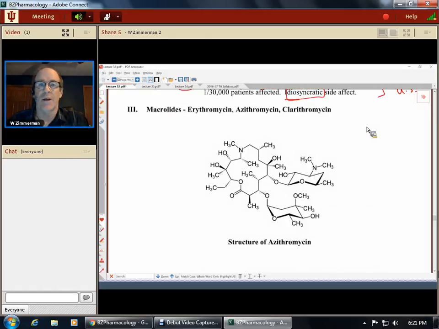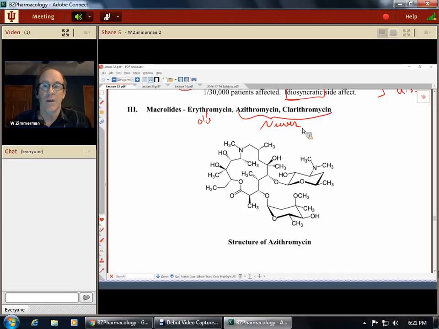Let's see, the macrolides. Erythromycin certainly is old. Azithromycin, clarithromycin, I don't want to say they're new, but they're certainly, again, newer. And you look at the structure there, it's unlike anything else we've seen to this point. It's certainly not a beta-lactam, it's not an aminoglycoside. It's its own little beast, but certainly it's not going to be sensitive to a lactamase.